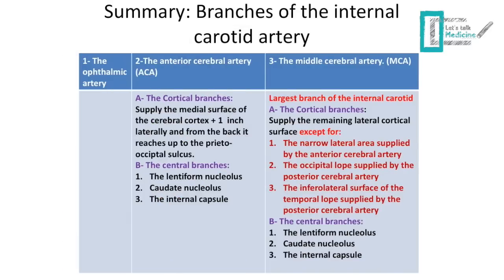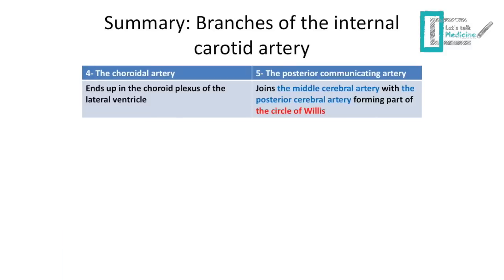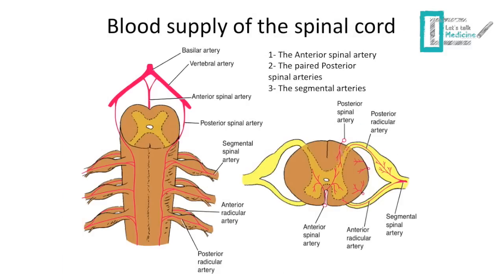This is another summary. You can go through it yourself, and this is also a continuation of that summary. Now to the blood supply of the spinal cord. The blood supply of the spinal cord is basically through 3 main arteries: the anterior spinal artery, the paired posterior spinal arteries, and also the segmental arteries.